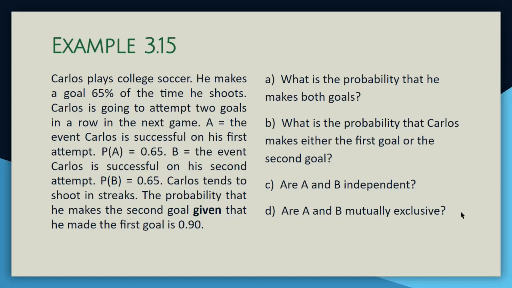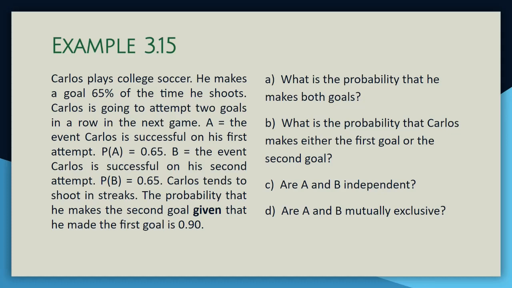Okay, we're going to spend the rest of this video doing examples so you can get practice figuring out how this works. So we're going to start with example 3.15. It says Carlos plays college soccer. He makes a goal 65% of the time he shoots. Carlos is going to attempt 2 goals in a row in the next game.